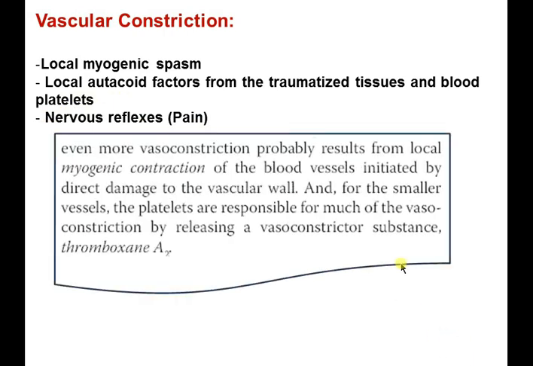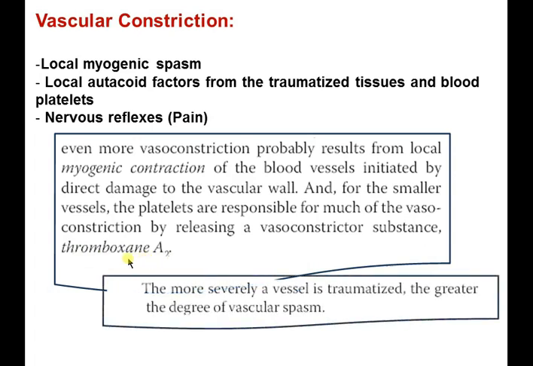Vasoconstriction probably results from local myogenic contraction of the blood vessels initiated by direct damage to the vascular wall. And for the smaller vessels, the platelets are responsible for much of the vasoconstriction by releasing a vasoconstrictor substance, thromboxane A2. The more severely a vessel is traumatized, the greater the degree of vascular spasm.